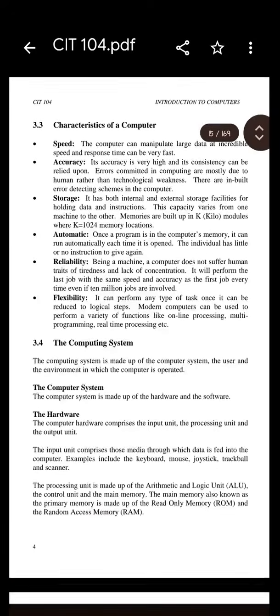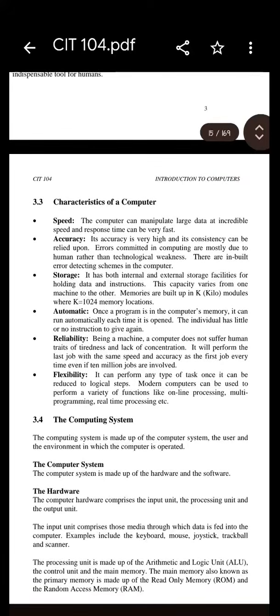Now we have reliability. Being a machine, a computer does not suffer human traits like tiredness and lack of concentration. It will perform the last job with the same speed and accuracy as the first job. Unless the computer has faults, it's still going to process data as it processed the first one. It doesn't get tired. You as the operator are the one that's going to be tired, but as for the computer, as long as you have energy to keep feeding it commands, it's going to respond. Hope you're getting me now.